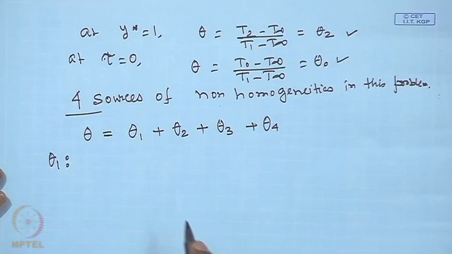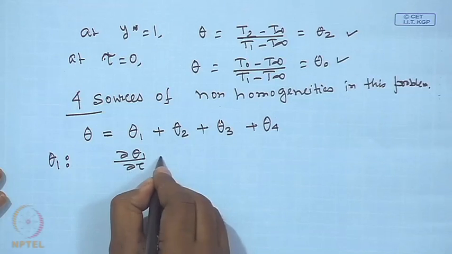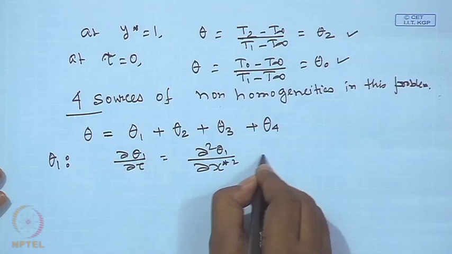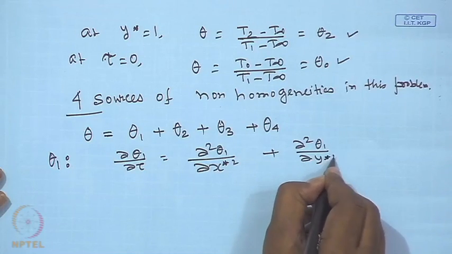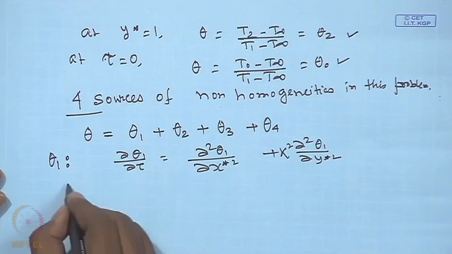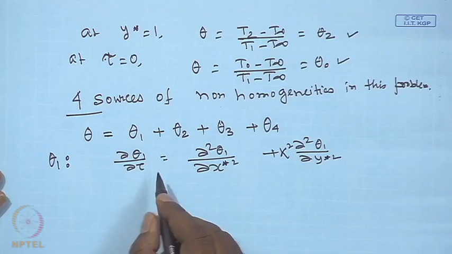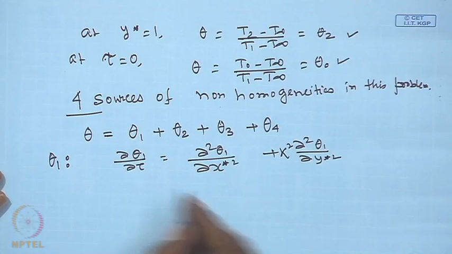Okay. So, let us look into the formulation of the governing equation of theta 1 considering one non-homogeneity at a time. Del theta 1 del tau is equal to del square theta 1 del x star square plus del square theta 1 del y star square with a kappa square here. So, now we consider one non-homogeneity at a time. Therefore, we keep the non-homogeneity of the initial condition with this, forcing all the other non-homogeneities on the boundaries to vanish.